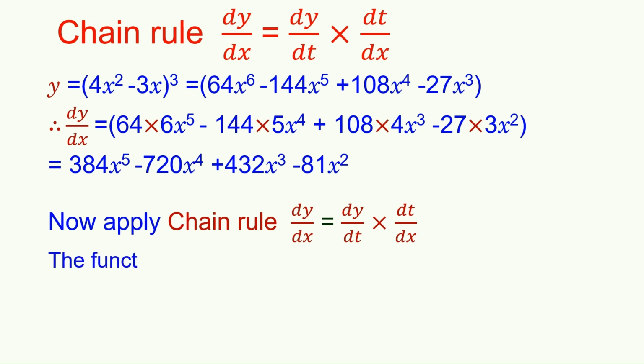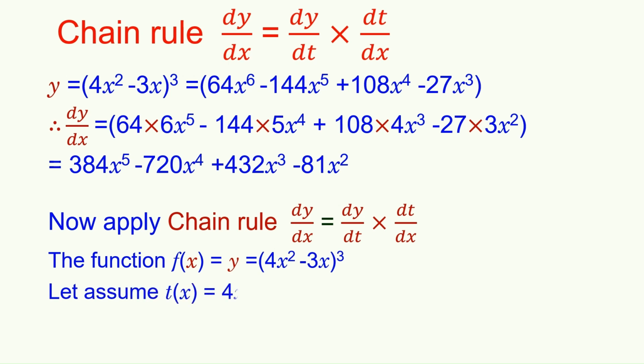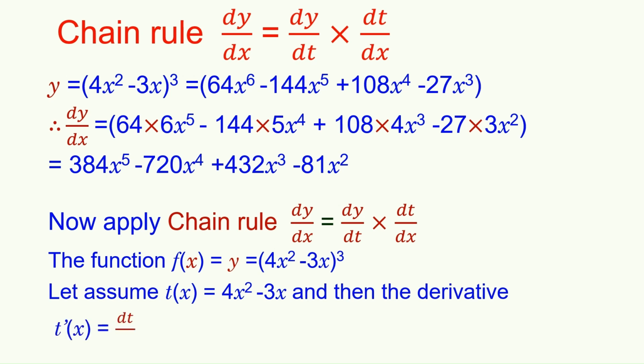Now apply the chain rule: dy/dx equals dy/dt times dt/dx. The function f(x) equals y equals (4x squared minus 3x) to the power of 3. Let us assume t(x) equals 4x squared minus 3x, and then t dashed x equals dt/dx equals 8x minus 3.